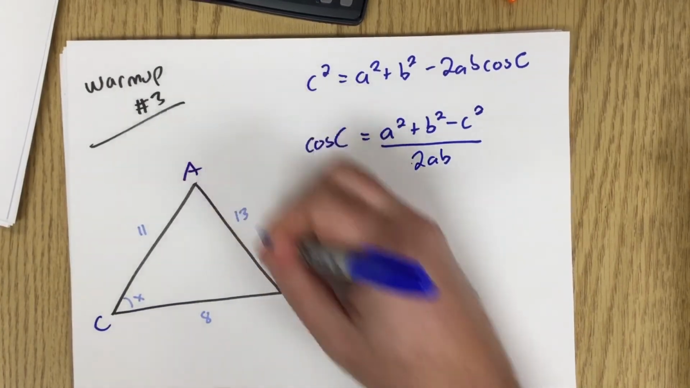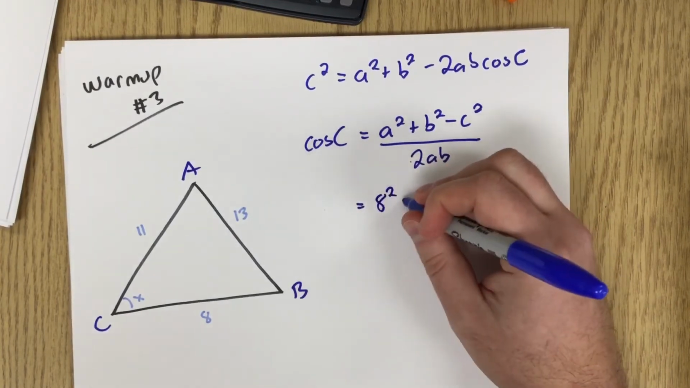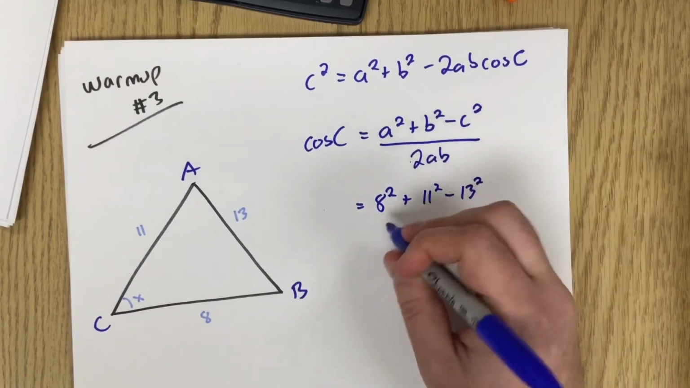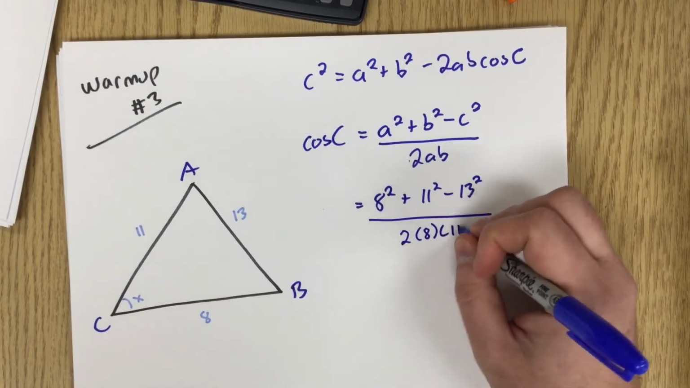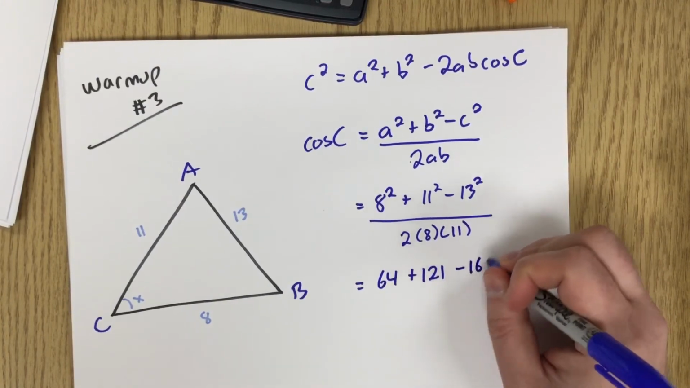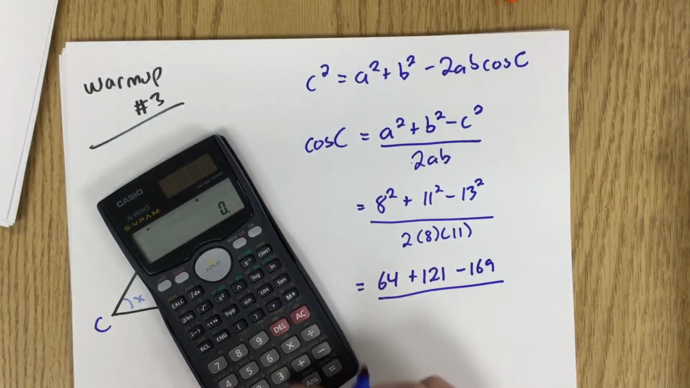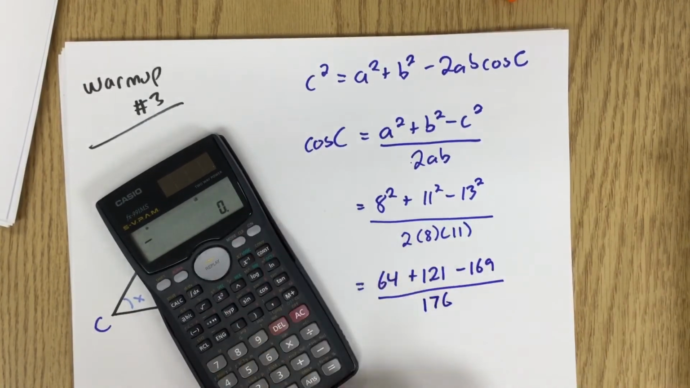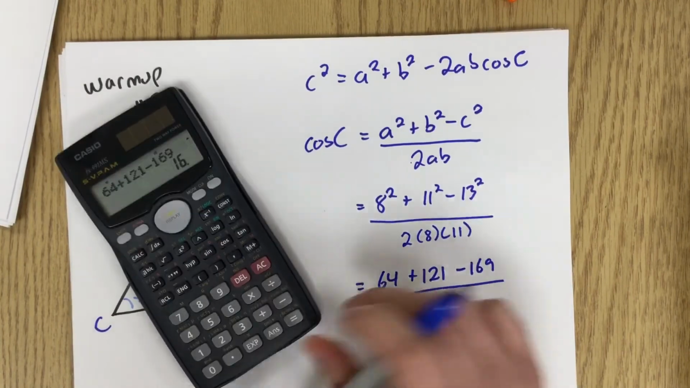Again, we'll call this CAB. So little a is 8 squared plus 11 squared minus 13 squared, all divided by 2 times 8 times 11, which is 64 plus 121 minus 169 over 176. So 64 plus 121 minus 169 is 16.